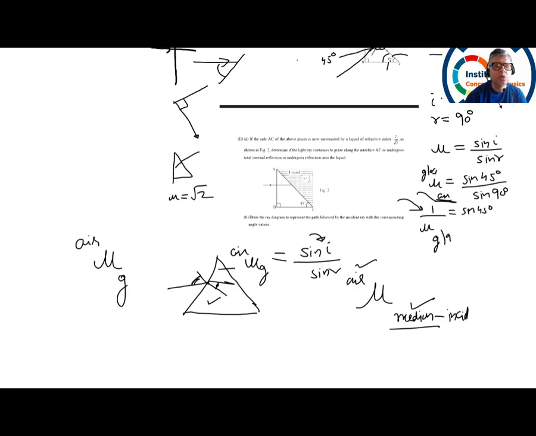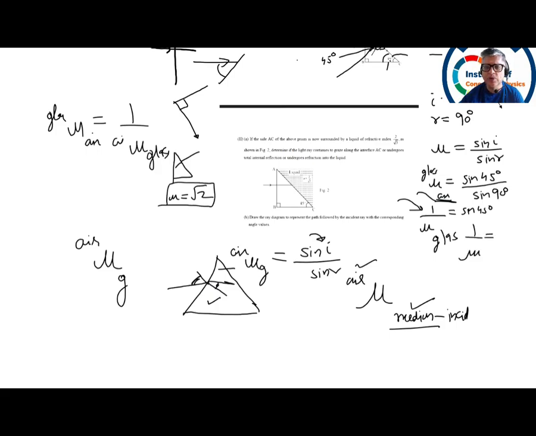So, mu air glass can be written as 1 upon mu glass air. And therefore, if we solve this, what we get is mu is equal to root 2. Because this is 1 by mu is equal to 1 by root 2, and therefore mu is equal to root 2. So you have found the refractive index of the material of the prism in the above question. Okay, so I'm writing it on the second part, but this is the part we have solved.